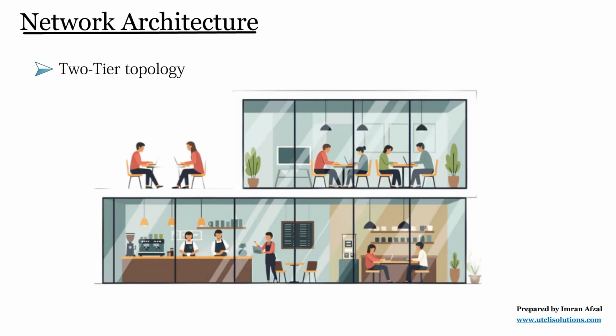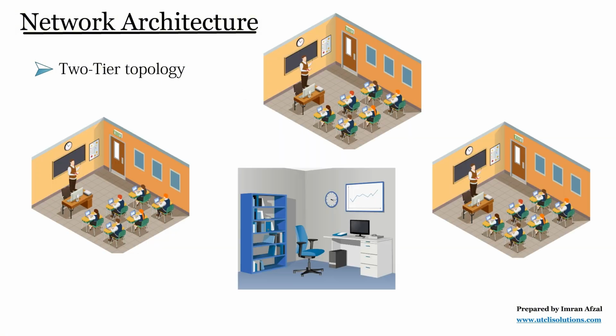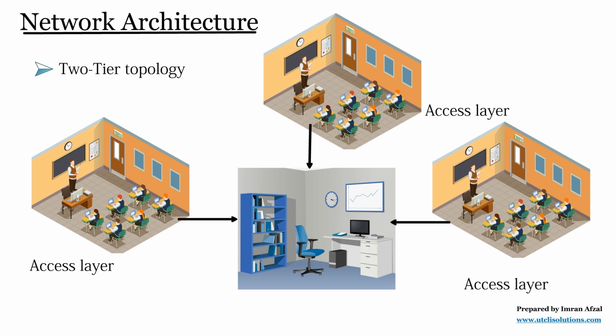Let's start with the two-tier topology architecture, which is commonly seen in small to medium business networks. You can imagine it like a school setup. Each classroom, considered the access layer, is connected to a central staff office, the distribution layer. In networking terms, this setup has two layers.